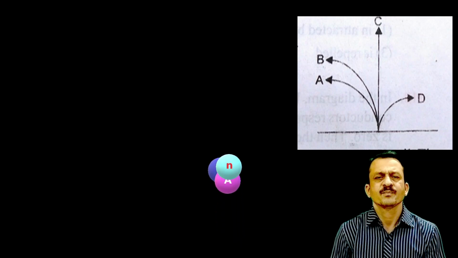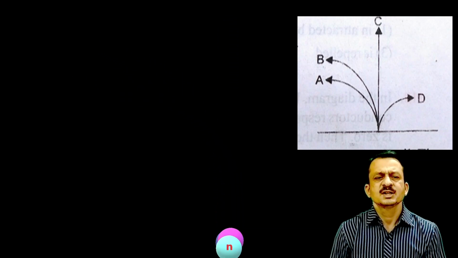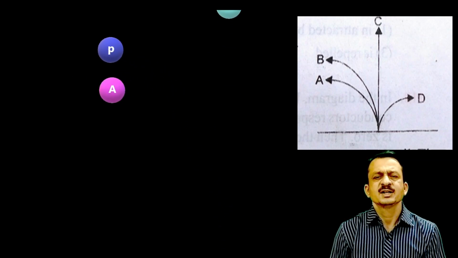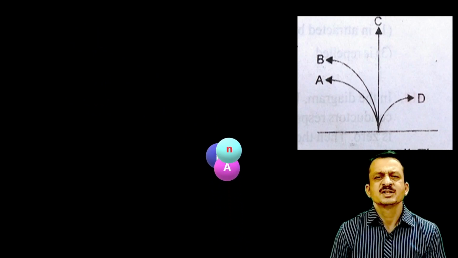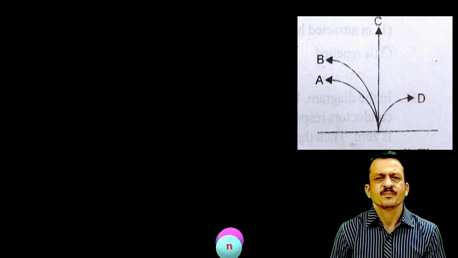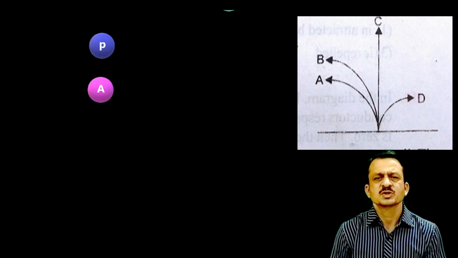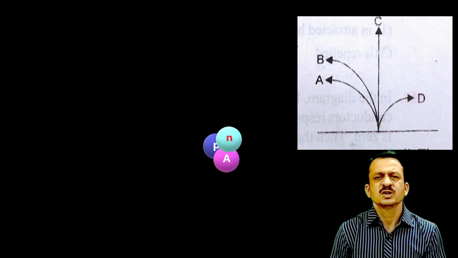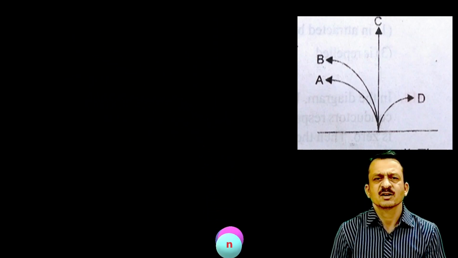Now consider another particle, that is the alpha particle, which is represented as A. Since it is also positively charged, it is going to describe a circular path. It is also deflected towards the left, as shown in the animated diagram here.